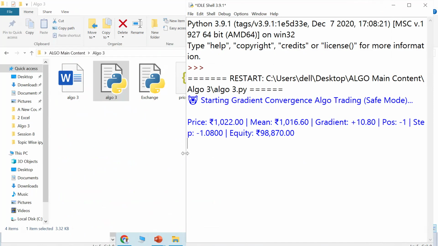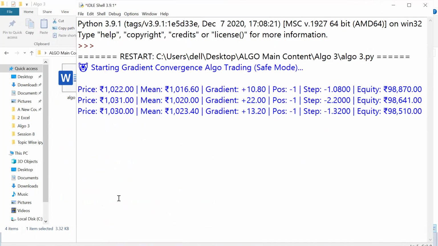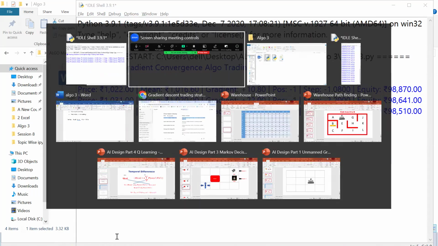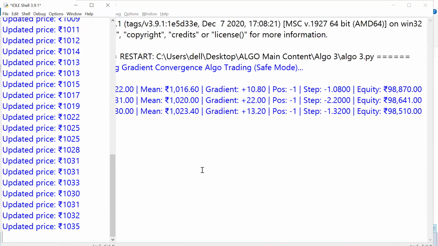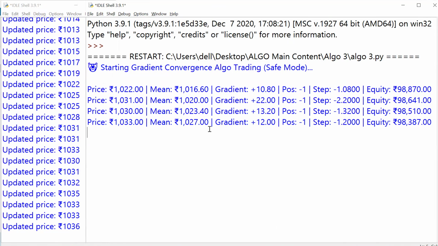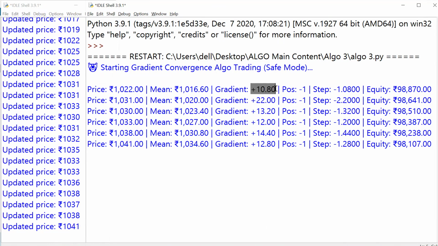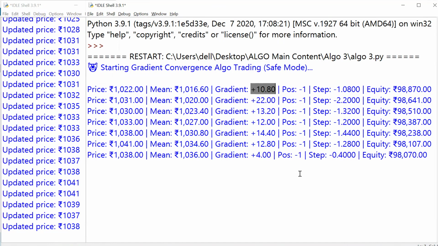The algo has started and it has taken some steps. Let me show you the price also. We have the second window over here, and this is the price changing continuously. You can see the gradient convergence algo has started and it's taking action. This is my gradient. You can see it has sold, and sold again, because the market is continuously going up. That's why it is continuously selling.